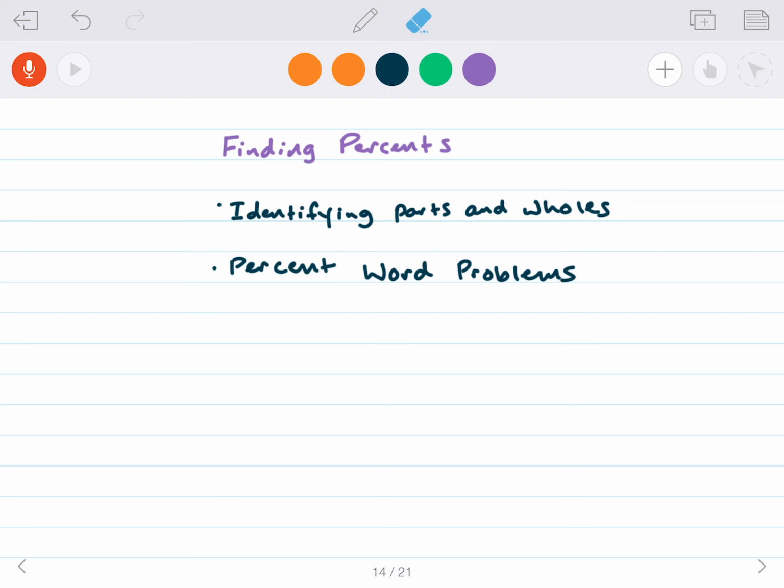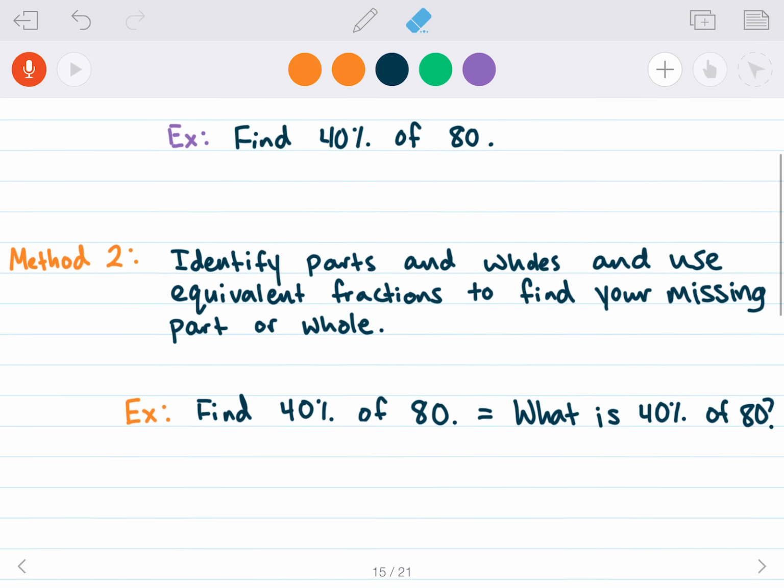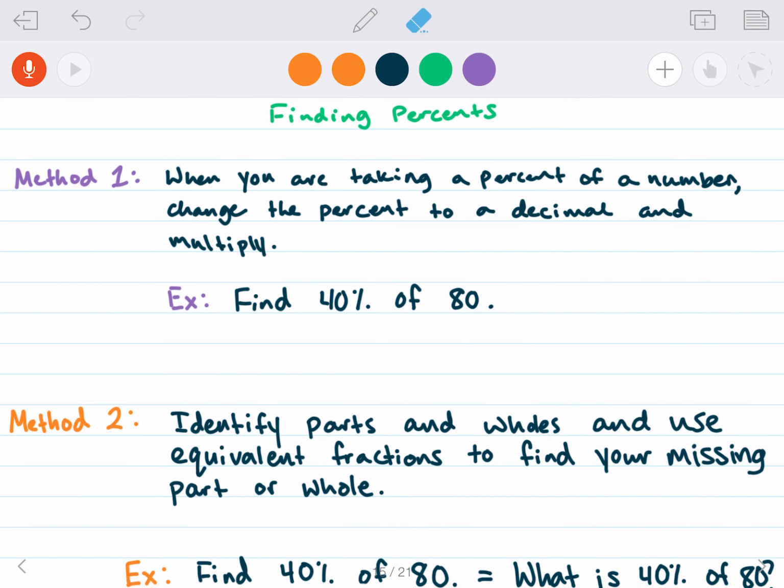Hey guys, in this video we're going to talk about finding percents. As we said a few videos ago, a percent is a part of 100. So if you're trying to take the percent of a number, the easiest way to do that is to change the percent to a decimal and to multiply.